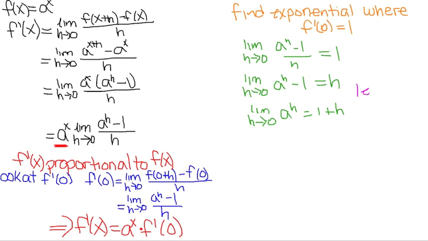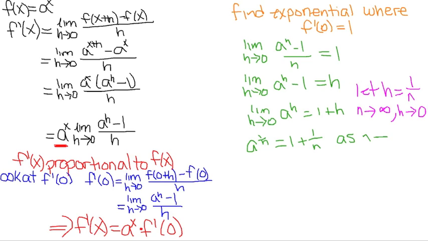Now we're going to do something a little tricky. Let's let h be equal to 1 over n. So this means as n goes to infinity, h is going to 0. So we have a to the exponent 1 over n is equal to 1 plus 1 over n. And I haven't changed anything because it's still going to 0. I'm just looking as n goes to infinity instead of as h goes to 0. Now let's bring both sides to the exponent n. So this leaves us with a is equal to 1 plus 1 over n all to the exponent n.